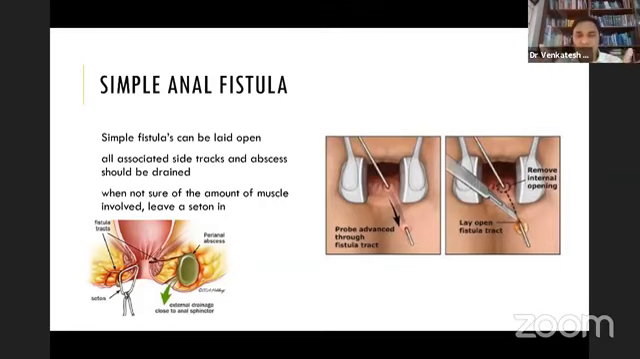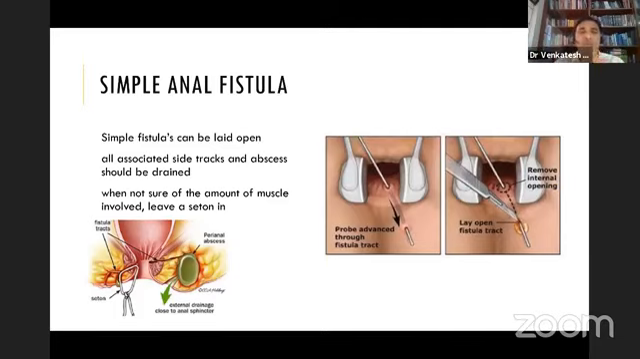All associated tracts or abscess can be drained. In a low fistula, the muscle involvement is very less, so there is no chance of you damaging the muscle or causing incontinence or anything like that. So we just lay it open, and the majority of the time it's absolutely fine, without any major issues.